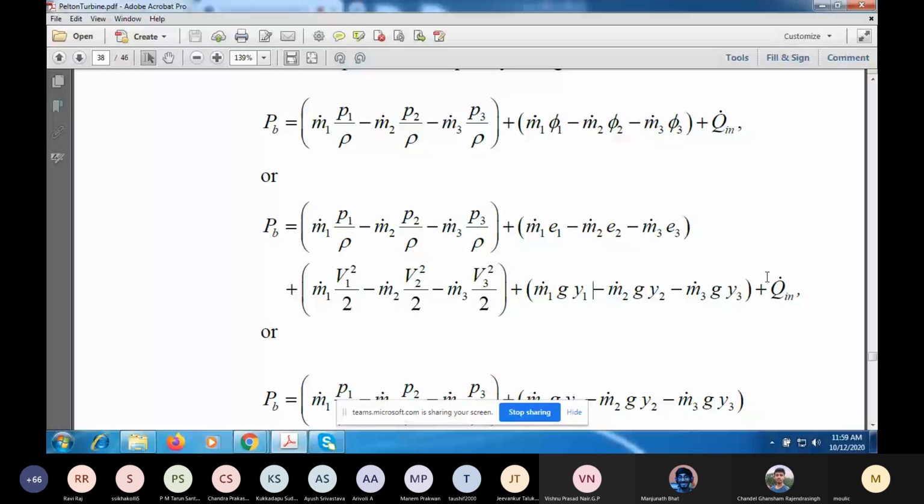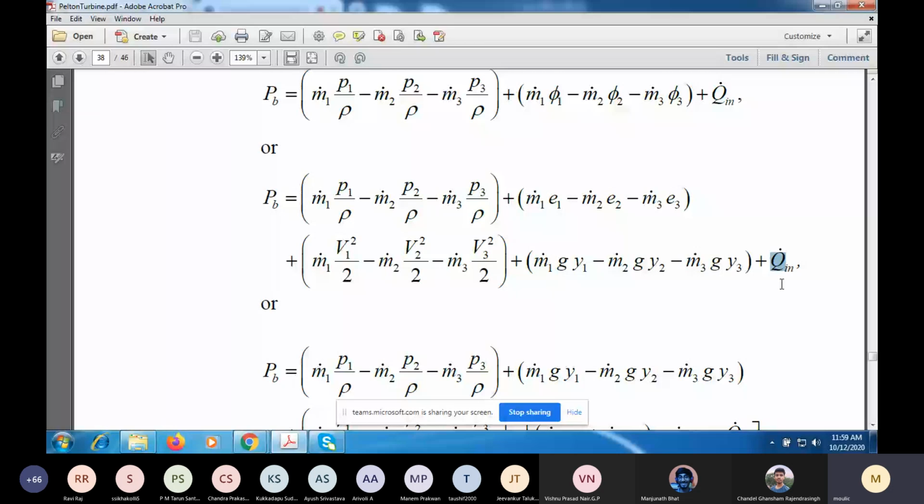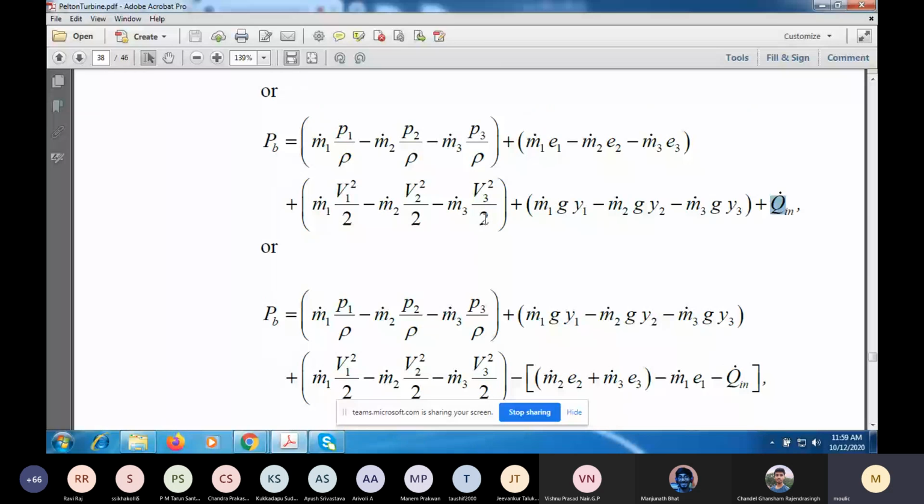Okay, so we are almost running out of time. We'll continue tomorrow, but what I want to show you is the source of the power. Okay, in general, we will have similar equations for other turbines. The power that you're extracting from the fluid may come from a reduction in pressure, a reduction in kinetic energy, and a reduction in potential energy.